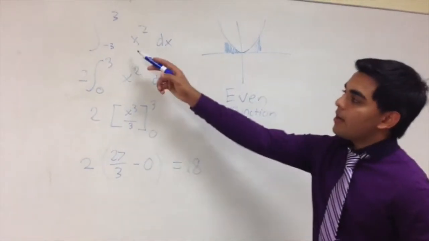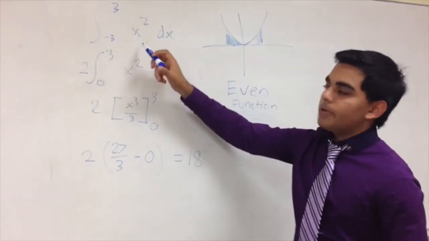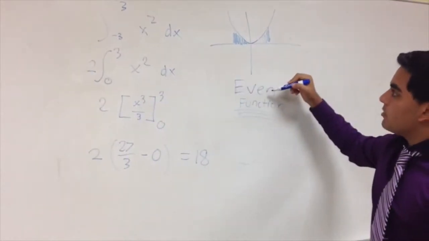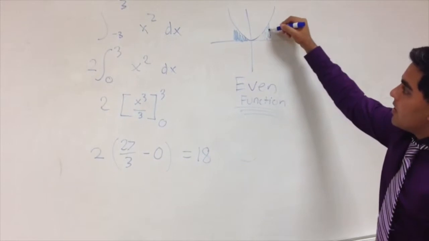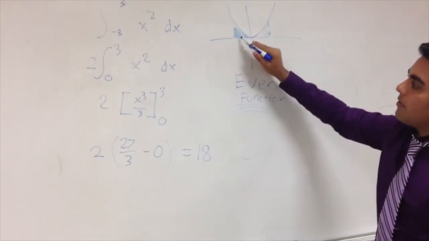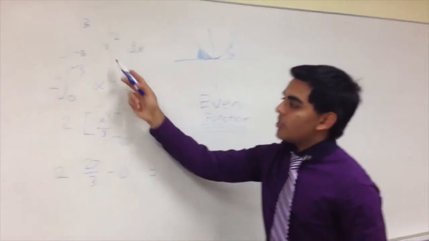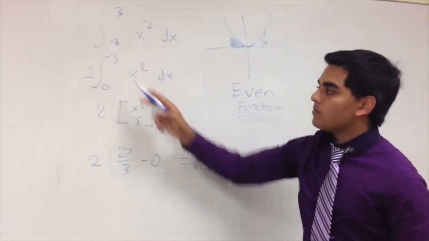So we want to integrate the function x squared dx from -3 to 3. This is a special problem because we know right off the bat that x squared is an even function. So we know that the area under the curve from 0 to 3 is the same as the area under the curve from -3 to 0. So we could rewrite this as 2 times the integral of x squared dx from 0 to 3.